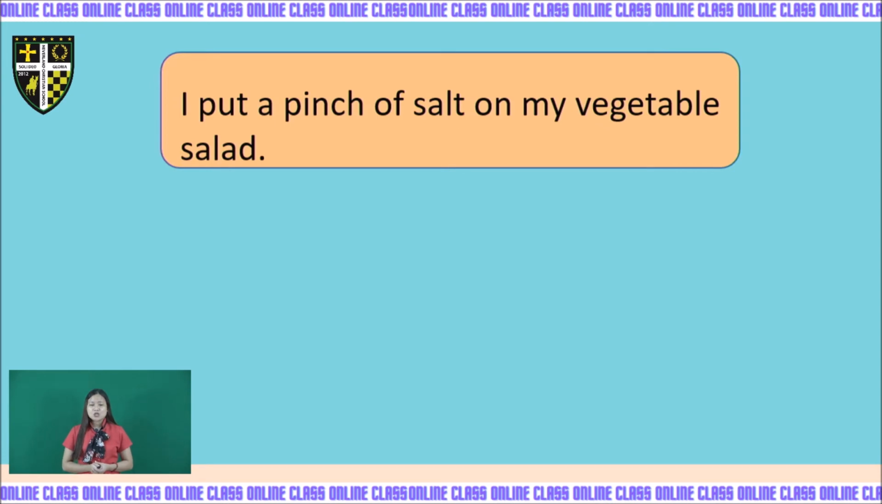I put a pinch of salt on my vegetable salad. Again, I put a pinch of salt on my vegetable salad. Salt is an example of mass noun. You cannot say that I put 2 pieces of salt, right? So instead of saying that, I put a pinch of salt on my vegetable salad, since salt cannot be counted individually, right? Because salt comes in bulk.